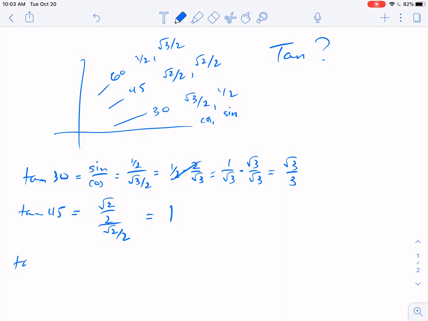And then the tangent of 60, again, if you do sine first on top, root 3 over 2, and cosine 1/2. So you're going to take root 3 over 2 times 2 over 1, and you get rid of those, and you're left with root 3 over 1, which is root 3.